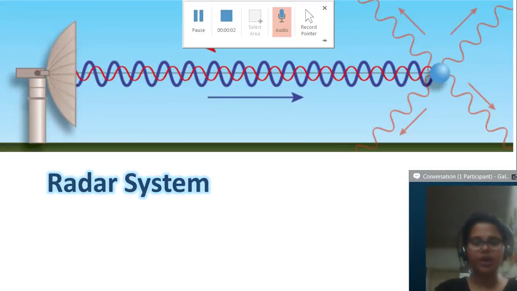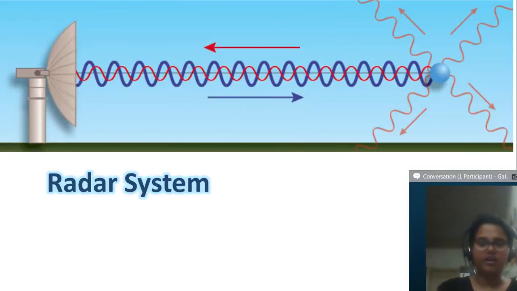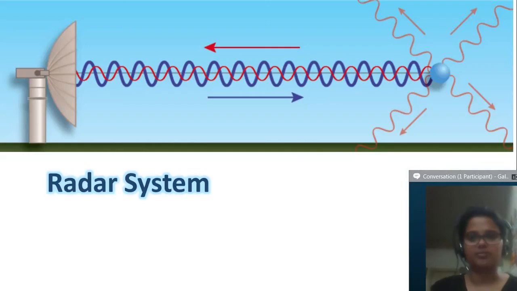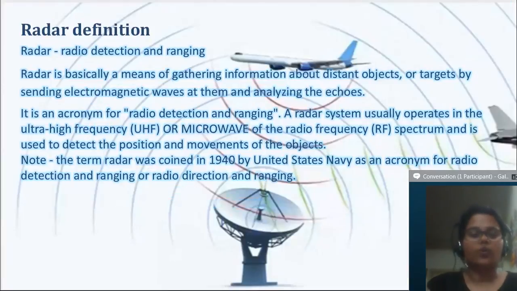Hello friends, today I am going to discuss about radar system. So, following are the topics which I am going to discuss now: basic principles, pulse systems and other radar systems. So, let's have a look on history of radar.